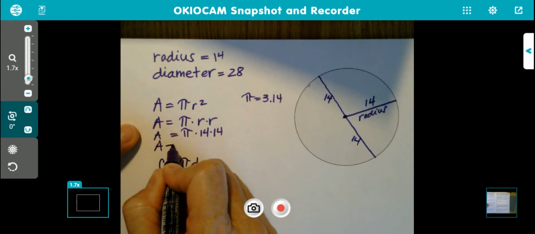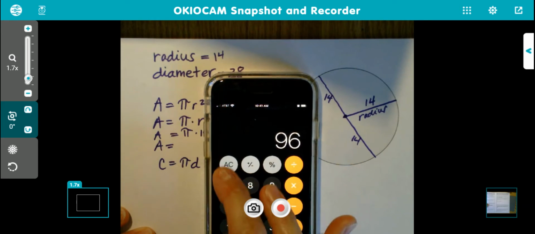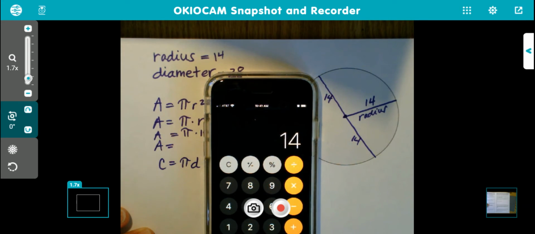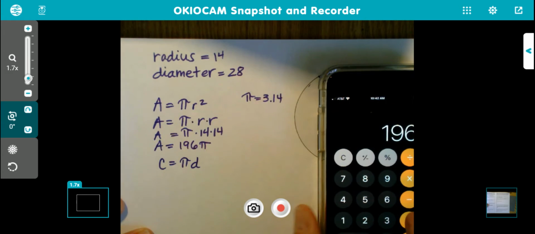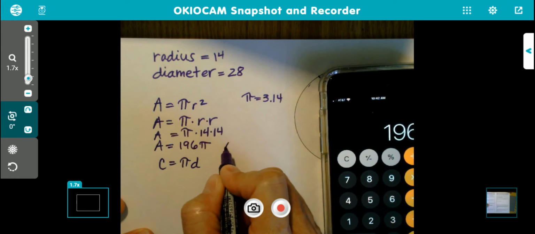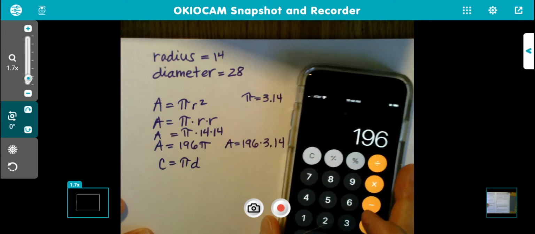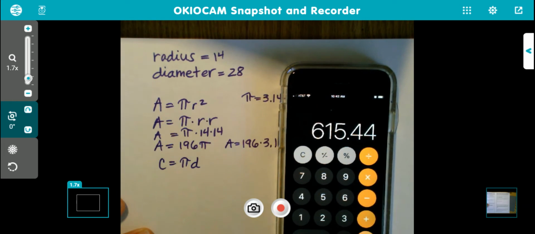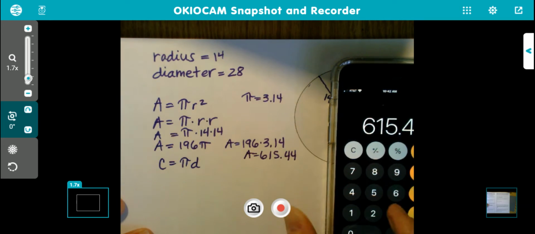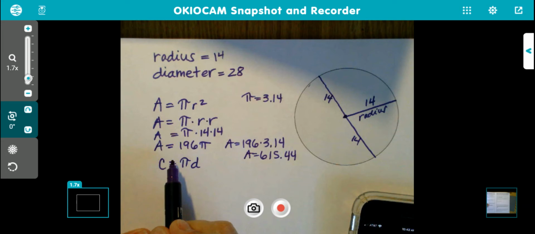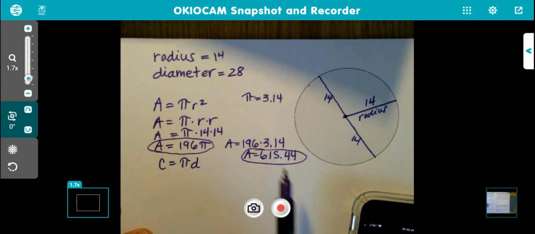So one answer we could put would be, and I'm going to just show it here on my phone. So we would do 14 times 14, and we get 196. So 196 pi is one answer. Now you can also multiply that out and do 196 times 3.14, and you get 615. And I didn't put any units. Don't worry about units right now. Okay, so we have two ways we can write our answer, this way or this way.